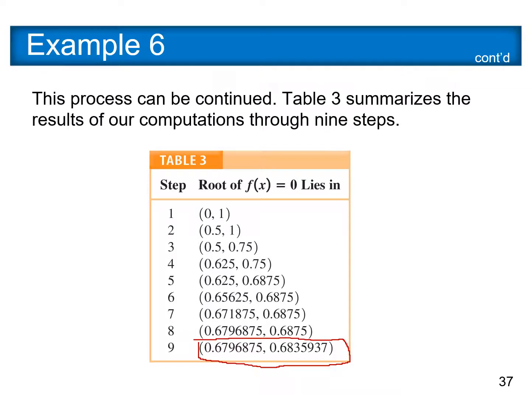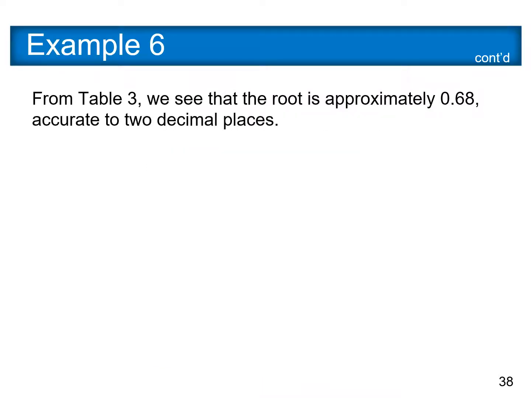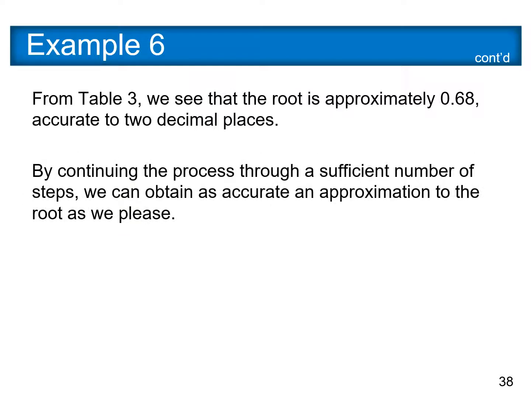So when I cannot find the roots of something, this allows me to track it down. For example, it's very hard to find the roots of a polynomial function of degree 3, but with this method, you can easily find it. On table 3, we see that the root is approximately 0.68 and it's accurate to 2 decimal places. By continuing the process through a sufficient number of steps, we can obtain an approximation of the root as accurate as we please.